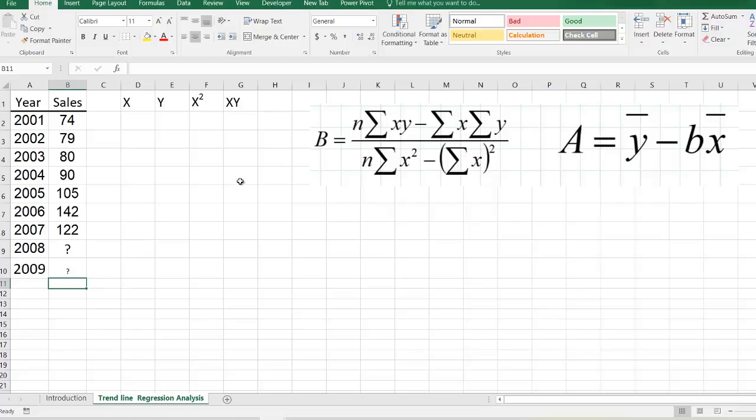First, we're going to convert the column of the year into its corresponding time periods or time indices. So starting with year 1, we're going to assign it as period 1, and the following years as period 2, period 3, 4, 5, 6, 7. And we're going to forecast period 8 and period 9. The column for Y will be the column for sales, so we're going to copy these values.